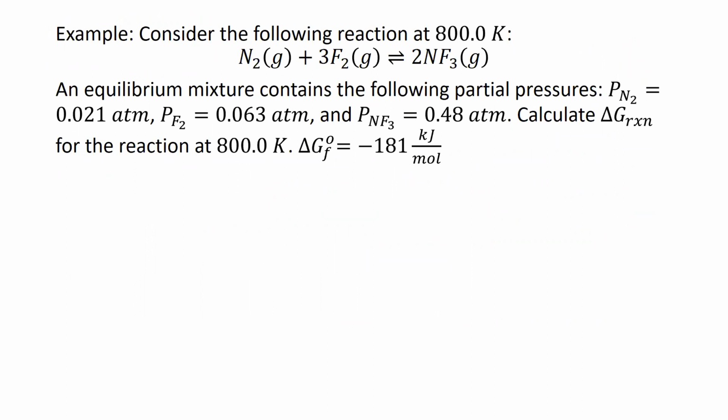So we're going to consider a reaction, in this case, N2 plus 3F2, right? So nitrogen gas and fluorine gas react to form nitrogen trifluoride, and this happens at 800 K. So the equilibrium mixture has the partial pressures listed here. And so here the partial pressure of nitrogen is 0.021 atmospheres. The partial pressure of fluorine is 0.063 atmospheres. The partial pressure of NF3 is 0.48 atmospheres. And so we can calculate the delta G of a reaction at 800 K.